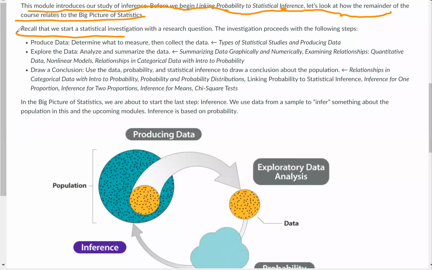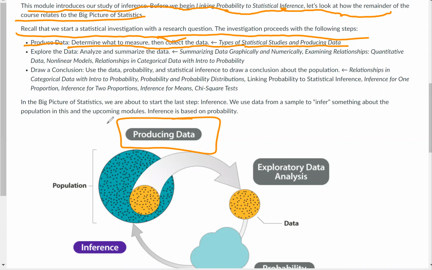Recall that we start a statistical investigation with a research question. The investigation proceeds with the following steps. First, produce data. Determine what to measure, then collect the data. Types of statistical studies and producing data. Then we explore the data, analyze and summarize the data, summarizing data graphically and numerically.